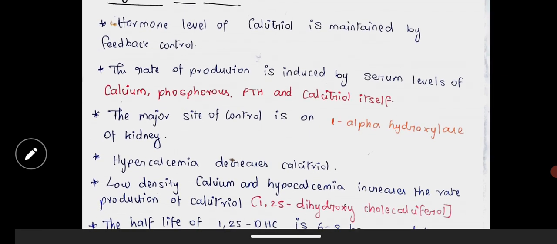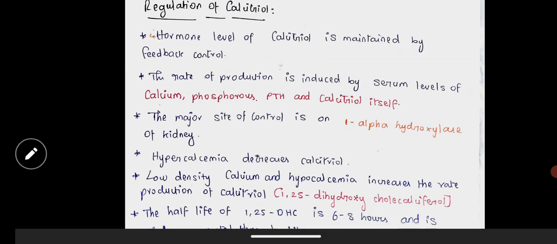Okay, so I told you already, parathyroid hormone. Parathyroid hormone also acts on calcium absorption like calcitriol. Calcitonin decreases the calcium absorption. Calcitriol increases the calcium absorption. Okay, the major site of control is on 1-alpha hydroxylase of the kidney. What is 1-alpha hydroxylase? We have seen this somewhere, right?